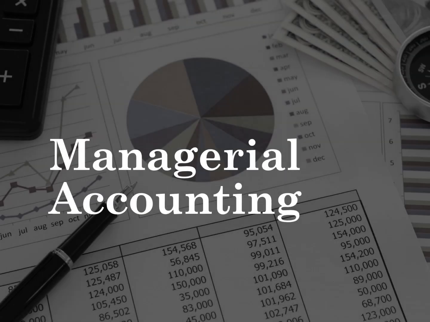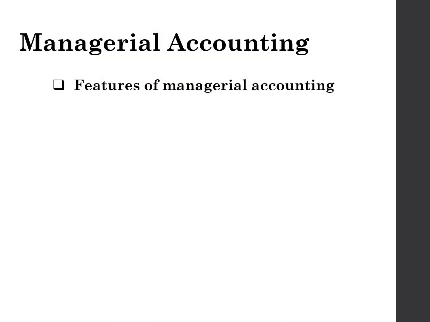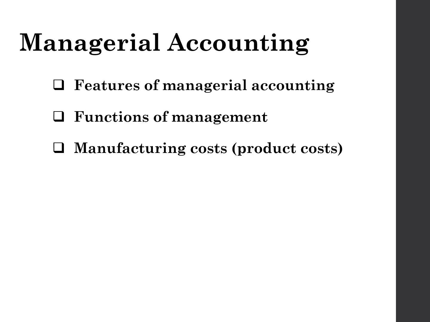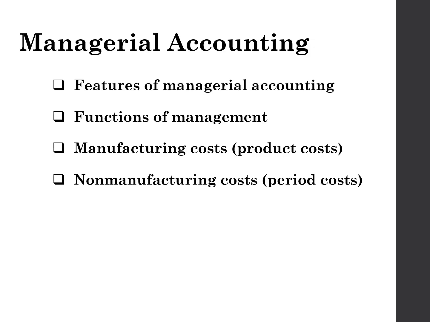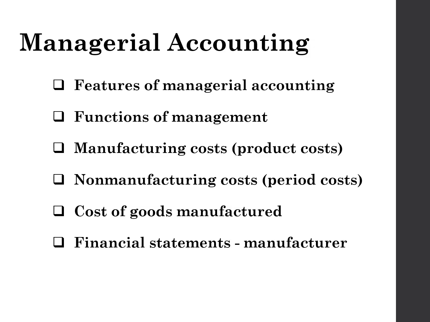This video is a brief overview of this chapter. Topics that are covered in this chapter include features of managerial accounting, functions of management, manufacturing, also known as product cost, as well as non-manufacturing cost, aka period cost. We'll also talk about how we calculate the cost of goods manufactured, and then we'll take a look at the financial statements for a manufacturer, and then we'll conclude with trends in managerial accounting.